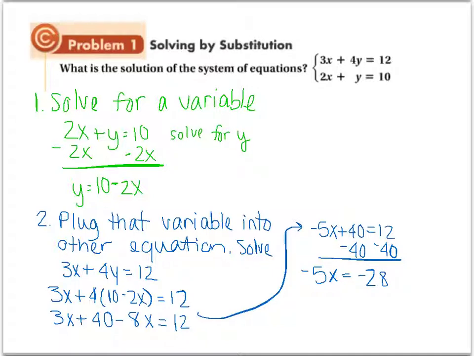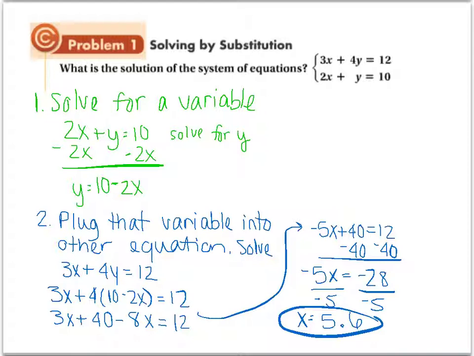This isn't going to work out perfectly. You're going to end up with a decimal or a fraction. That's okay. I don't care if you make it a decimal or a fraction. I really don't even mind if you use a calculator to do this. You're going to get that x is 5.6, or 5 3/5 if you made it a fraction. Just throw it on there.